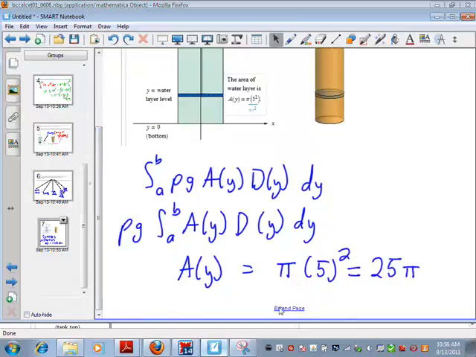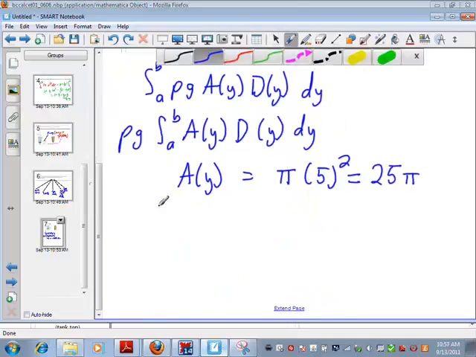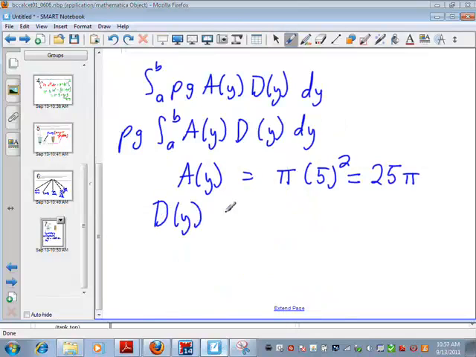So now d of y is 15 minus y, and the game is over. Then you integrate. The only difficulty comes from when a depends on y; d is always going to depend on y. But then it just becomes a pretty simple integral. The real problem is drawing the picture and formulating the problem.